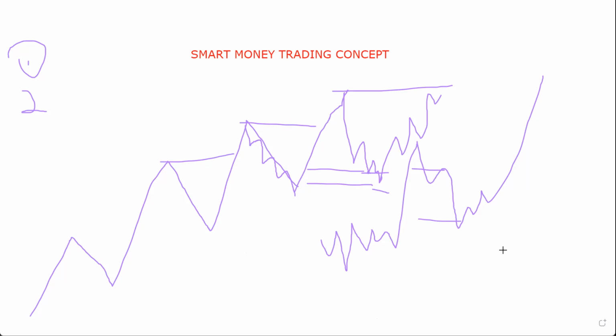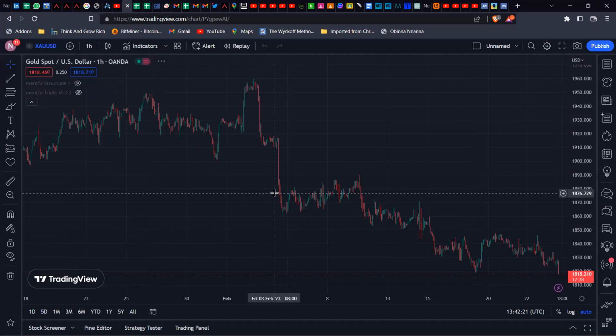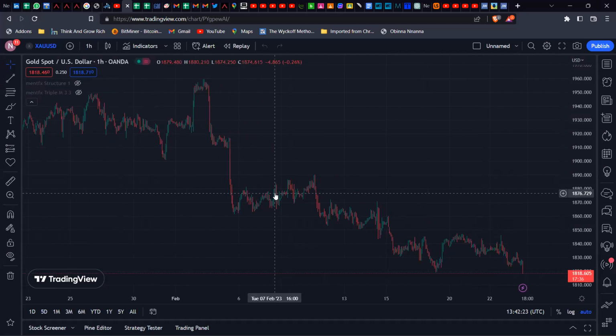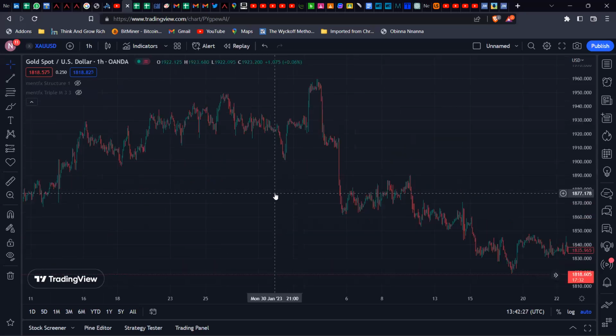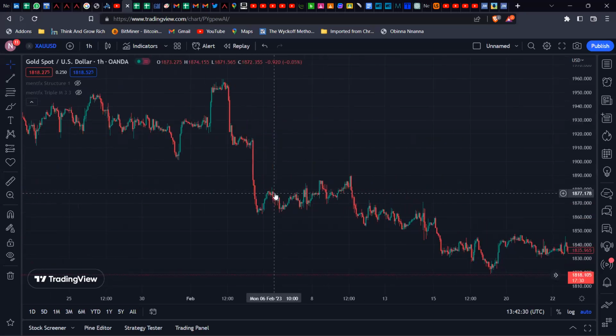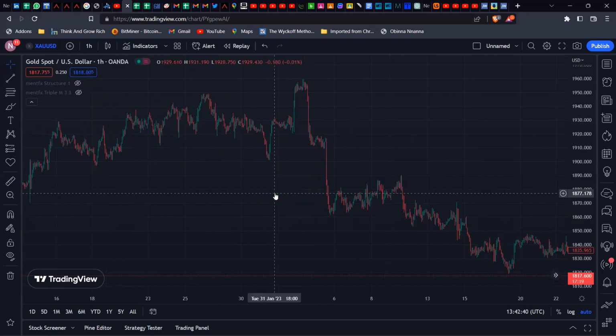Okay, so on my chart here, I have gold. I have the chart for gold. This will not show a very clear example of exact delivery of what we just talked about, but it's a very good example of how you do those analyses.